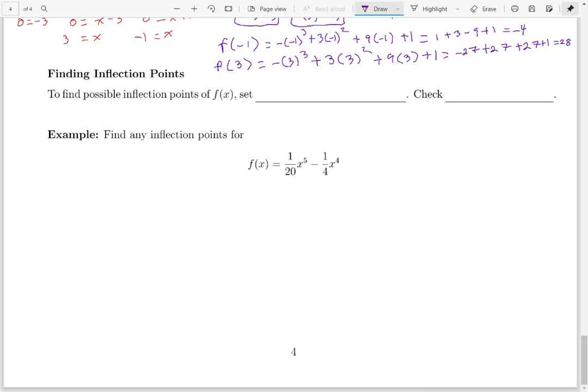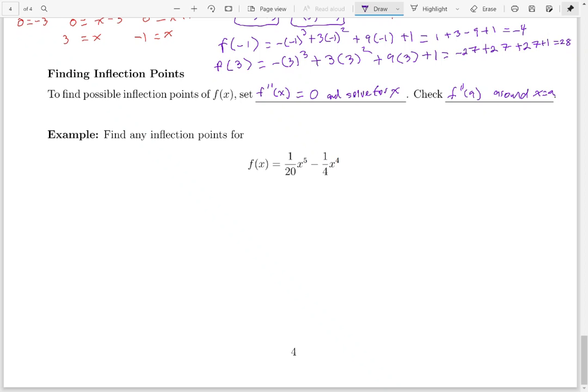So if we want to find possible inflection points of a function, what we first need to do is set the second derivative equal to 0, and then we're going to solve for x. Then we need to check what f double prime of a does around x equal to a. So the first thing is we need to find the second derivative and set it equal to 0. Then we're going to find the zeros of the second derivative, and take a look at those values and things around them.